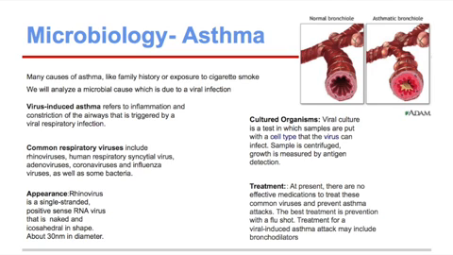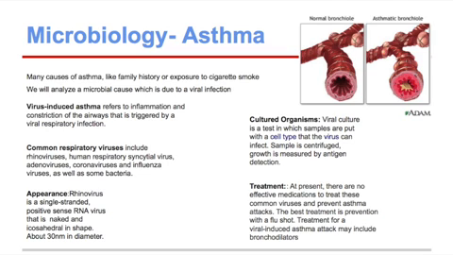Slide 5, we will discuss asthma. There are many causes of asthma, including family history or exposure to cigarette smoke. We will analyze a microbial cause, which is due to a viral infection. Virus-induced asthma refers to inflammation and constriction of the airways that is triggered by a viral respiratory infection. Common respiratory viruses include rhinoviruses, human respiratory syncytial virus, adenoviruses, coronaviruses, and influenza viruses, as well as some bacteria.